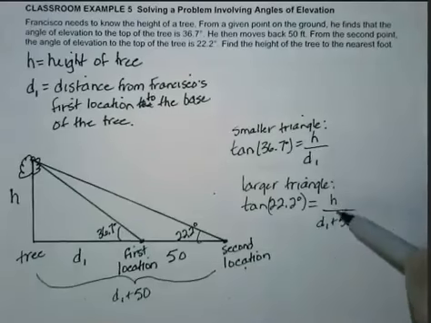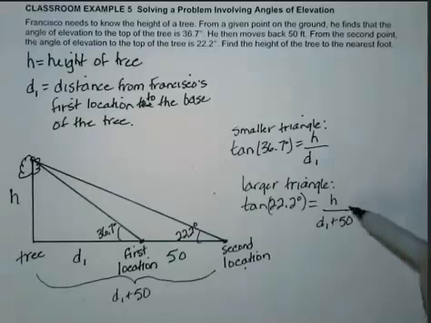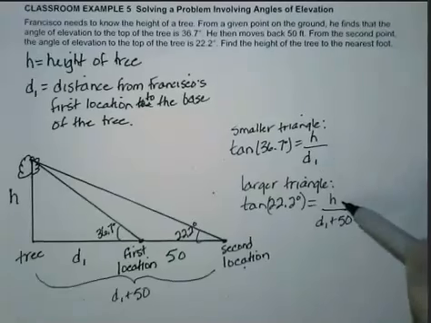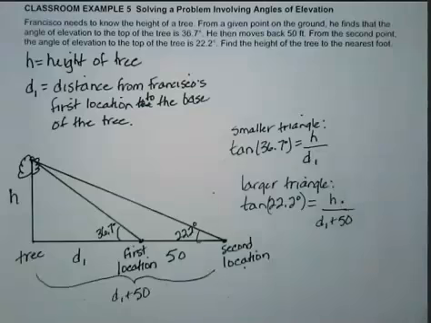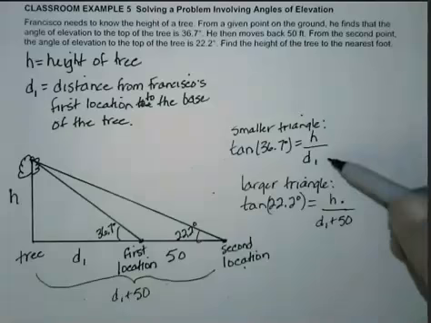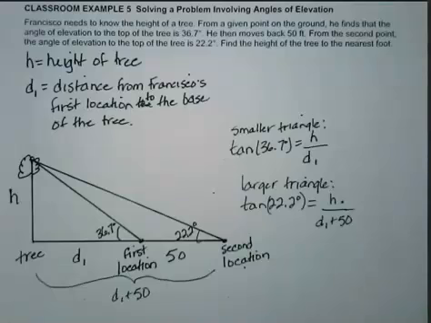The question is, how do we put these two together so that we can solve it for h? Because that's our end goal, to find the height of the tree. We do have two variables because we don't know the h or the d1, and we've got two equations, so we should be able to put these two together to solve it. A lot of times if you're trying to solve two equations with two variables, you can use the substitution method. To do that, you have to have one of the equations solved for one of the two variables.